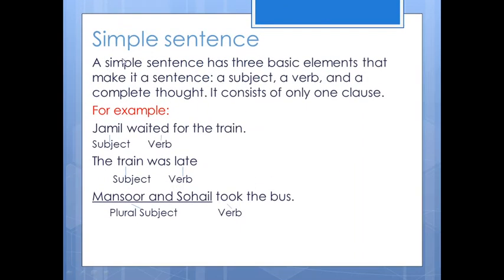Simple sentences. A simple sentence has three basic elements that make it a sentence: a subject, a verb, and a complete thought. It consists of only one clause. For example, Jamil waited for the train. Jamil is the subject, waited is the verb. The train was late. Train is the subject and late is the verb. Mansoor and Suhail took the bus. Mansoor and Suhail are the plural subject and took is the verb.